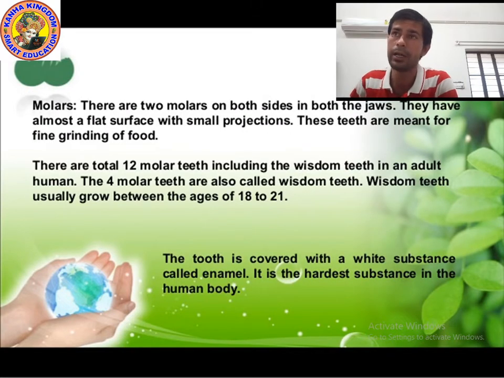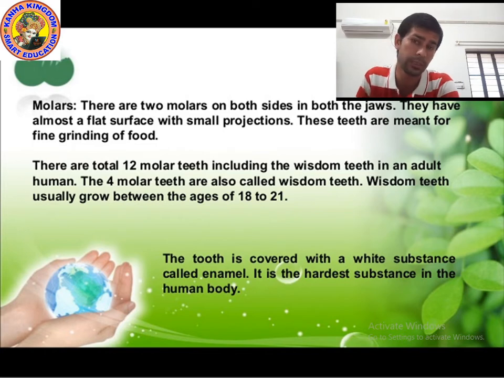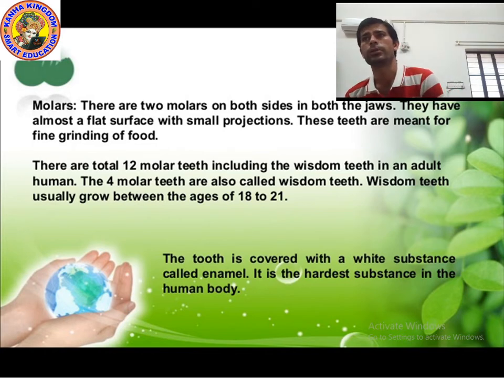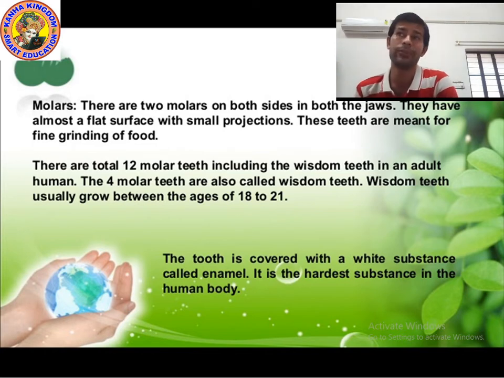Next topic is molar. How many molars? There are 2 molars on both sides in the jaw. So total, if I talk about molar, there are total 12 molar teeth. They have almost a flat surface with a small projection, and these teeth are meant for grinding of food.